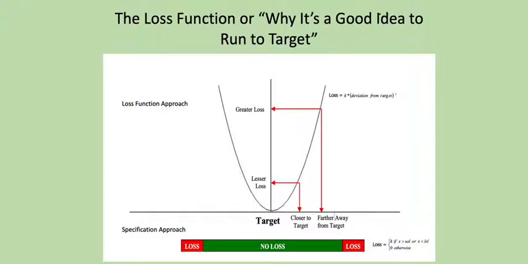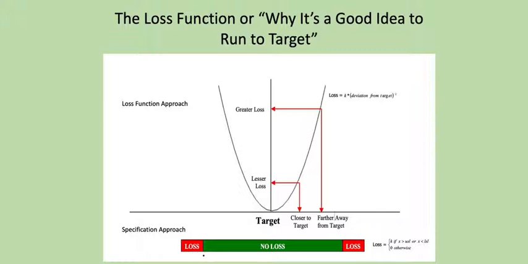Okay, so today we're going to talk about the loss function, or why it's a good idea to run to target. And the loss function is a way of managing, let's say, a process. It's an alternate way of looking at some kind of output versus the specification approach. So, for example, you have a specification down here.